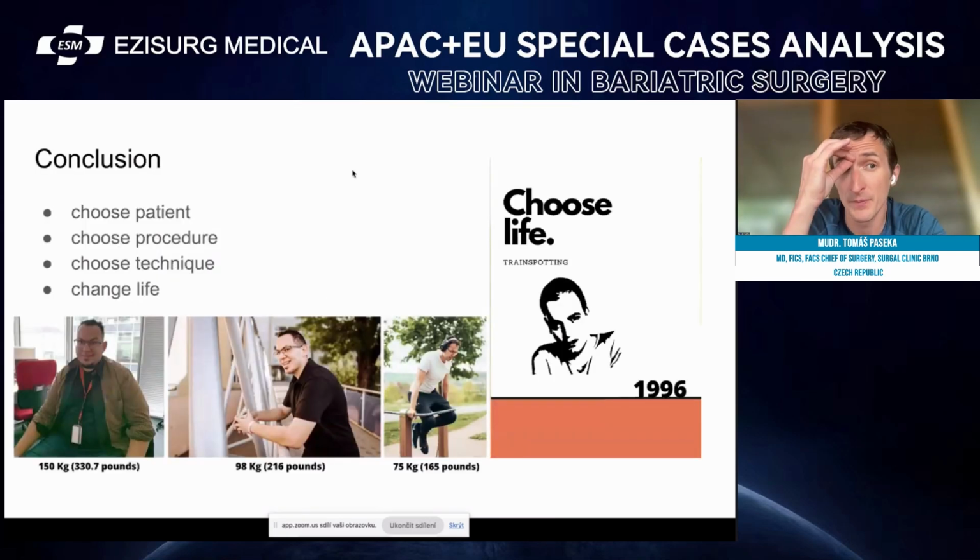So in conclusion, for those who know the movie Trainspotting, you know what I mean. Choose patient, choose procedure, choose technique, and change life. You can really find the patient losing 70 kgs and completely changing their life.